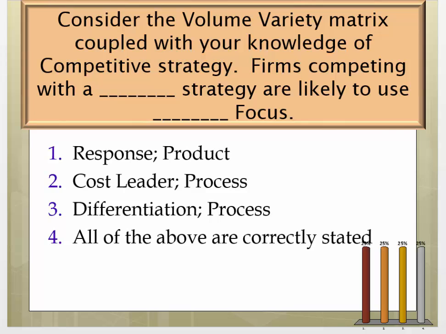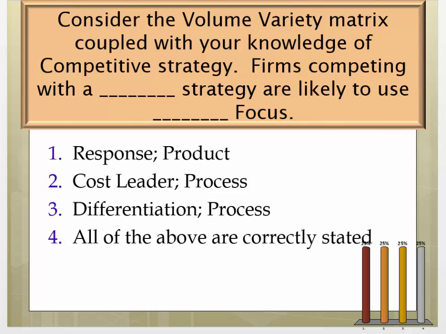So now let's take a look at this clicker question. The volume variety matrix is coupled with your knowledge of competitive strategy. Firms competing with what type of strategy are likely to use what type of focus? This is right out of your textbook, where they discuss how to associate some of these different types of product focuses with strategies. And I think that's really important.